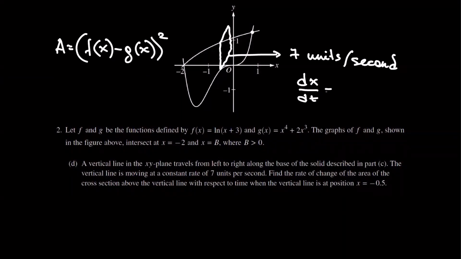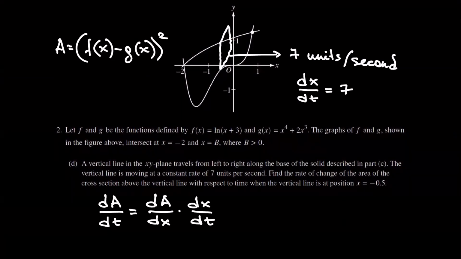So if you look at this picture, this is what the change in x is. It's moving to the right, or changing x, at a speed of 7 units per second. So then let's look at what dA over dt is. It is equal to dA over dx times dx over dt. And dx over dt is given to us, and dA over dx we can calculate because A is a function of x. So let's do that.